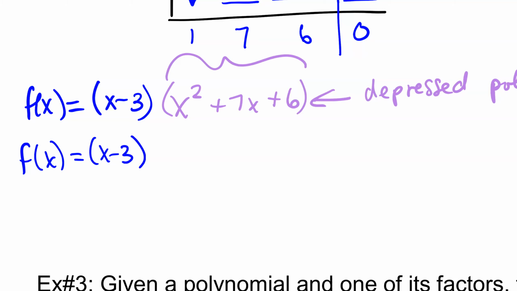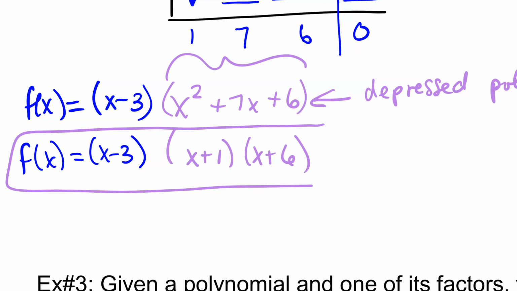So what adds to the middle multiplies to the end. 6 and 1. Cool. So you just write x plus 6, x plus 1. This is our answer because it said determine if it's a factor. Since we have no remainder, we know it's a factor because it goes evenly.